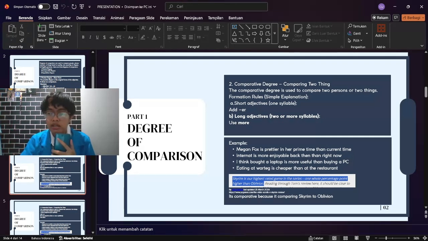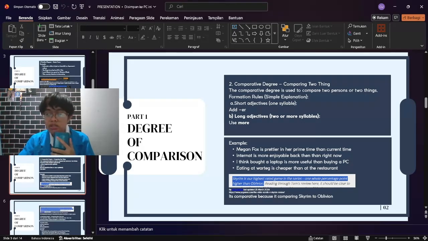And there is a real example here. Skyrim is our highest rated game in the series, one whole percentage point higher than Oblivion. So it compares a game called Skyrim having a higher percentage than Oblivion. It's comparing something to something. You can see the source of the news here.